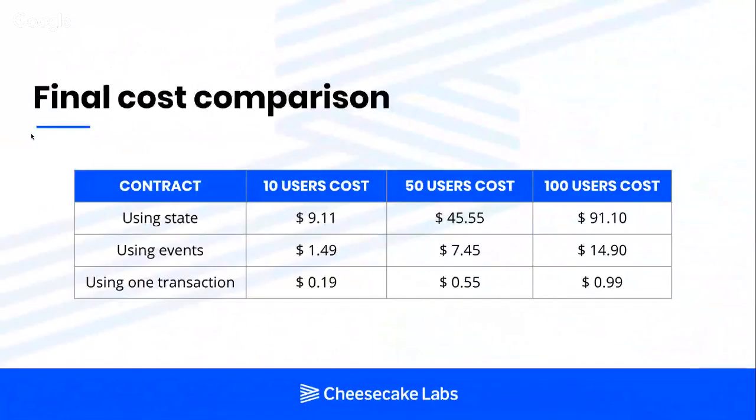So here's the final cost comparison. You can see that the costs have been lowered significantly, because even if we have 50 users and we emit 50 logs just by using one transaction and not having to pay the transaction costs every time for each user, we can reduce this by a very, very large factor. This starts to become feasible. We start to think that maybe this can be used in practice.